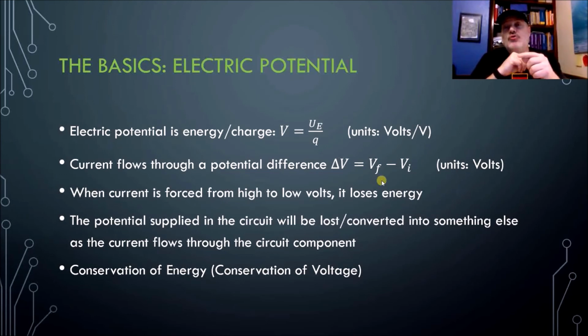Anytime the current goes through a device, it's going to lose some of this energy, some of this electric potential. So it'll have a higher potential on one side than the other. But there has to be conservation of energy. So the amount of potential that's supplied in a loop has to equal the potential that's consumed. We'll go into that more a little later in Kirchhoff's rules.